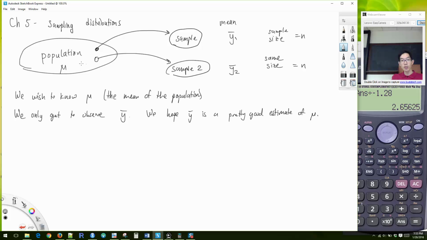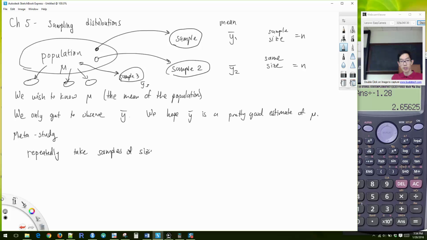And we can strengthen this. We can take another one, sample 3, and then we would get y bar 3, and we do this more and more and more times. So each time we're getting different samples, and every single time we're going to keep track of all the y bars that we observe. So we can call this a meta study. We just repeatedly take samples of size n from the population.